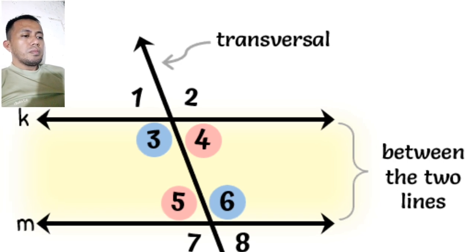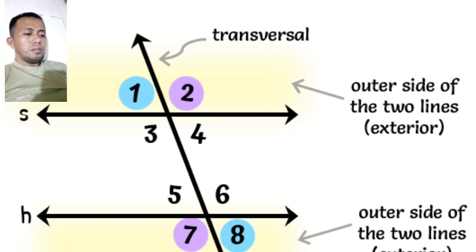The fourth, alternate interior angles theorem. Statement: if two parallel lines are cut by a transversal, then the alternate interior angles are congruent. Explanation: the alternate interior angles are the pair of angles that lie on opposite sides of the transversal and inside of the two lines, where when the lines are parallel, these angles are equal in measure.